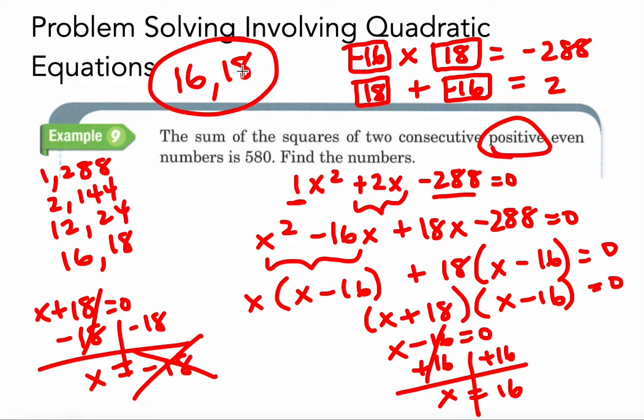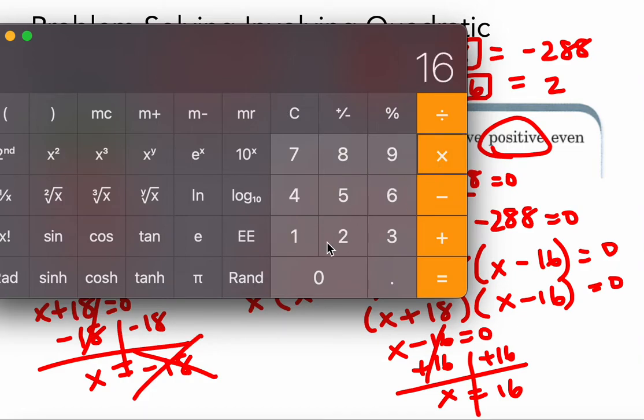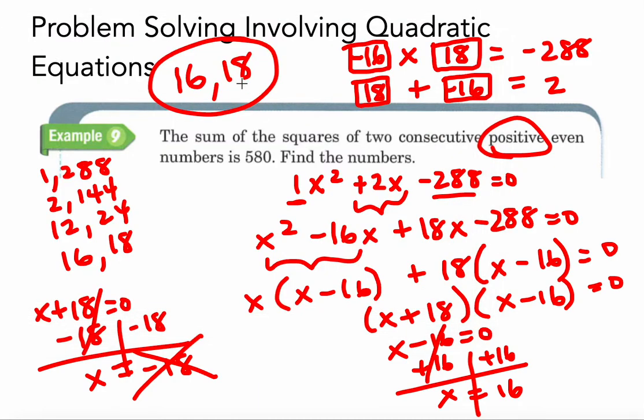Okay, so that means 16 squared plus 18 squared, when you add it together, will have to get us 580. 16 times 16 is 256. So when we add those together, it should be 580. Yes. So those are our final answers, 16 and 18.